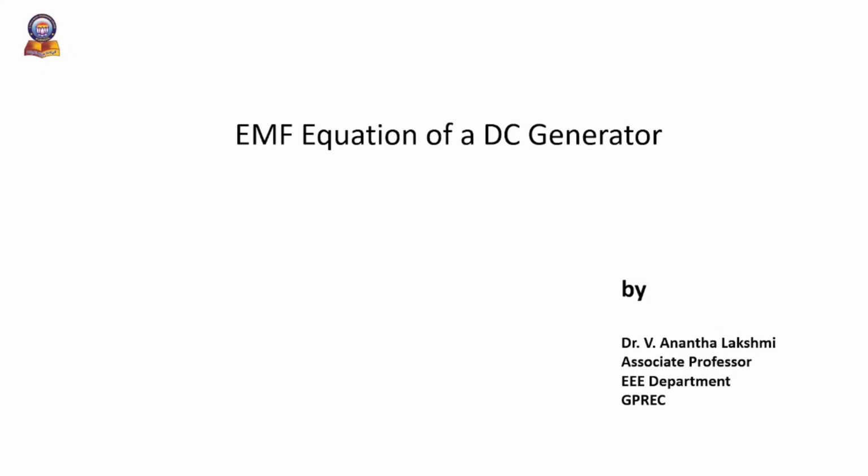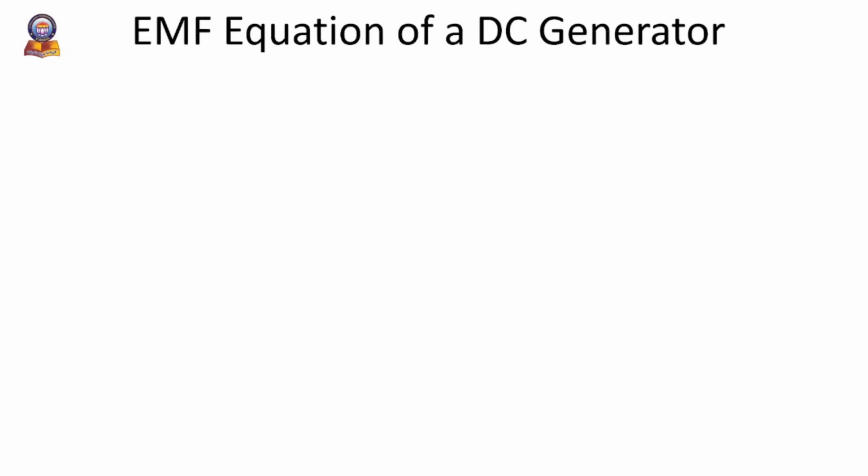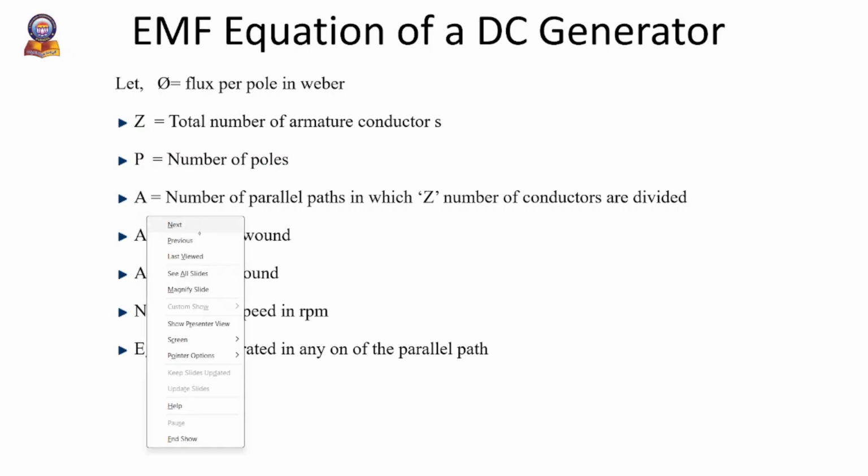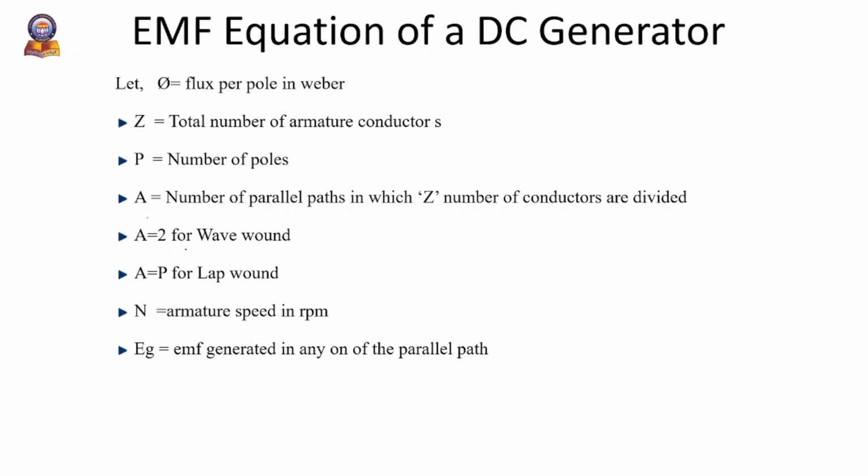EMF equation of a DC generator. Before deriving the EMF equation of a DC generator, these are the terms which are to be known. Let psi be the flux per pole in Webers, Z be the total number of armature conductors, P be the number of poles, A be the number of parallel paths in which Z number of conductors are divided, A equals 2 for wave wound, A equals P for lap wound, N is the armature speed in RPM, Eg is the EMF generated in one parallel path.